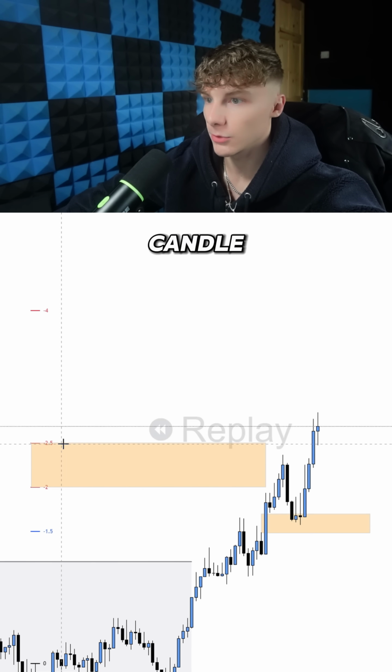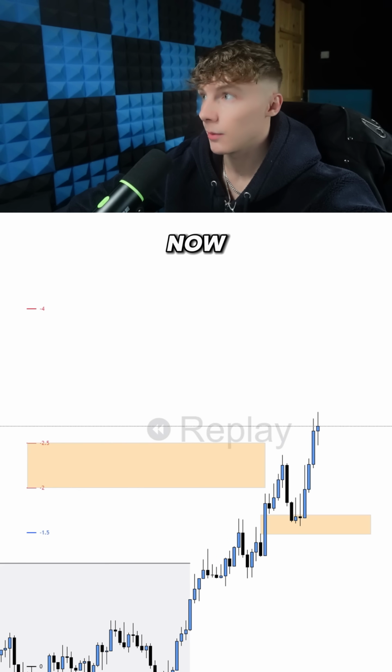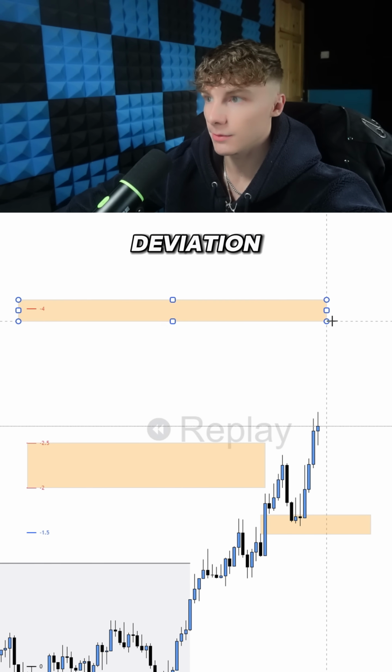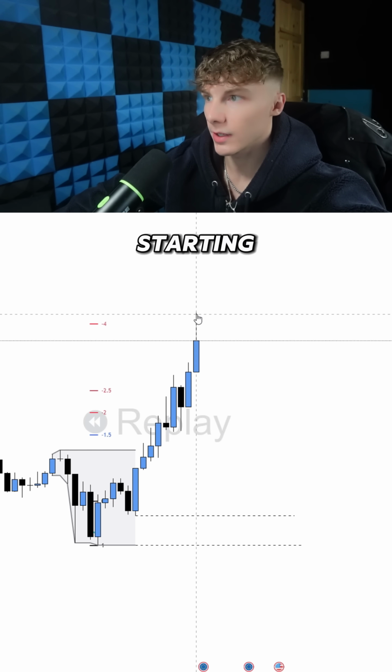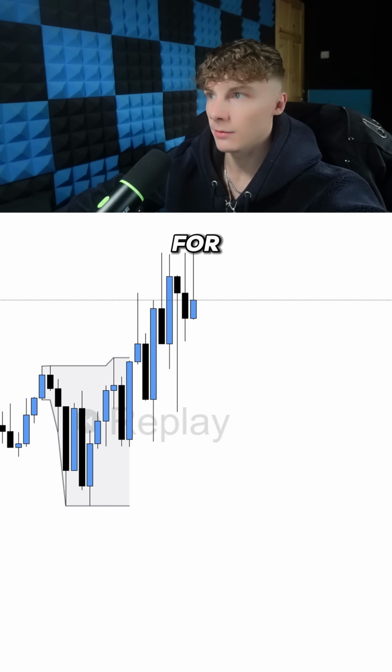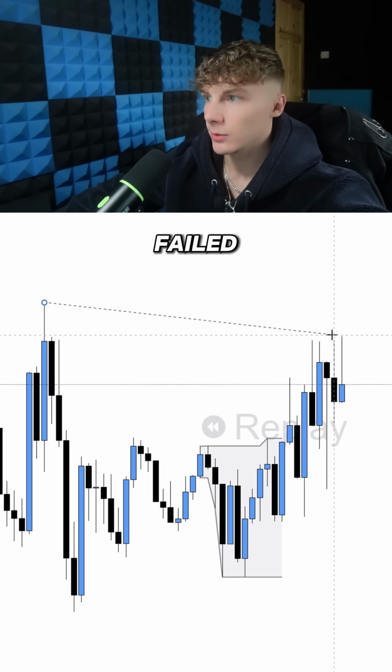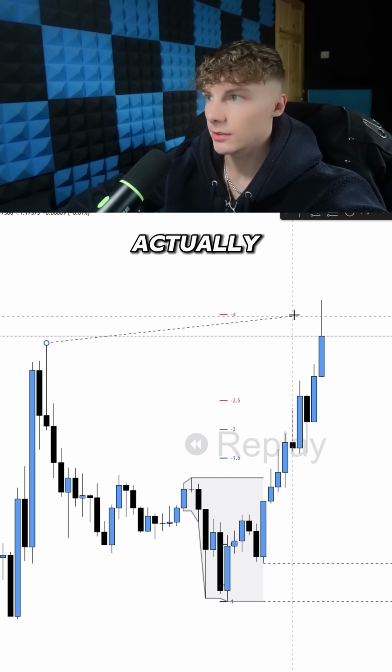And now we've candle closed above the deviation 2 to 2.5. So now I can't do anything until price comes into deviation -4. So you can see here that price has now come into the deviation -4. We're starting to react from this area. Now I'm going to look for divergences. You can see that GU has failed to take this high, and on EU, we actually have taken this high.